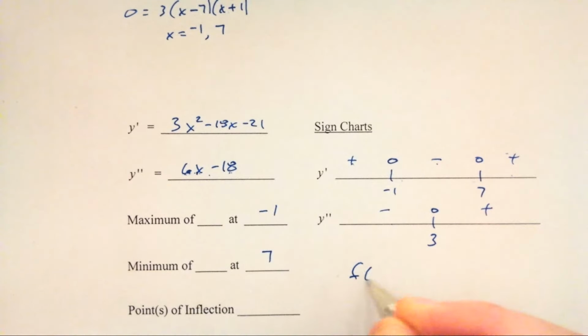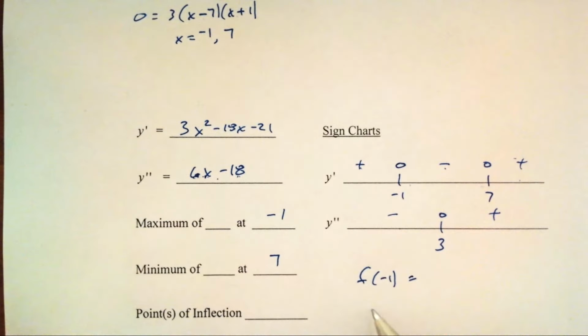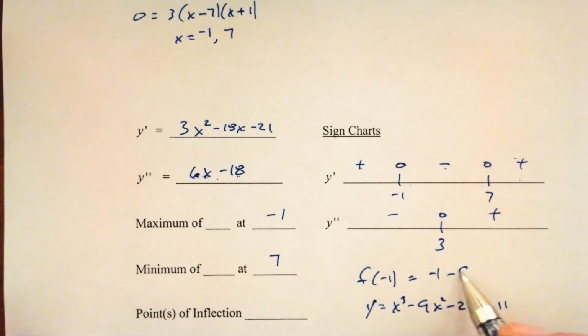I just need to find f of negative 1. I should rewrite the function down here. Here is y equals x cubed minus 9x squared minus 21x minus 11. So f of negative 1 becomes negative 1 cubed is negative 1, minus 9, plus 21, minus 11 when I put negative 1 in. Let's see, so I get minus 21 plus 21, oh, how about that? I get 0. We have a maximum at (negative 1, 0).